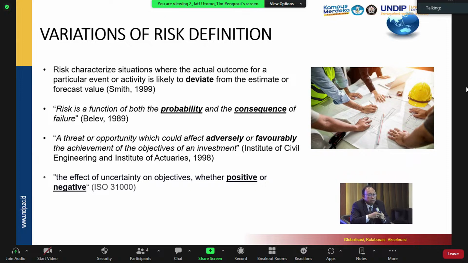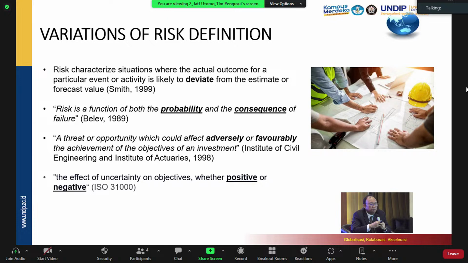From Smith 99, it says here that risk characterizes a situation where the actual outcome for a particular event or activity is likely to deviate from the estimate or forecast value. And risk is a function of both the probability and consequence of failure. And the third one: a threat or opportunity which could affect, adversely or favorably, the achievement of the objective of an investment. So in this case, now we learn to understand that risk is not only negative but also positive. This definition is also adopted in ISO 31000.